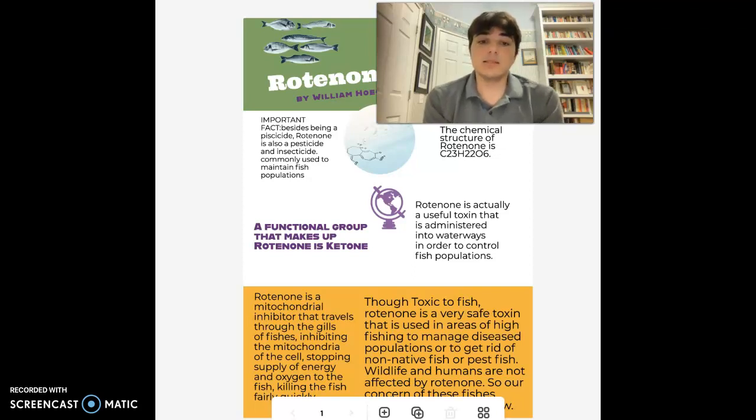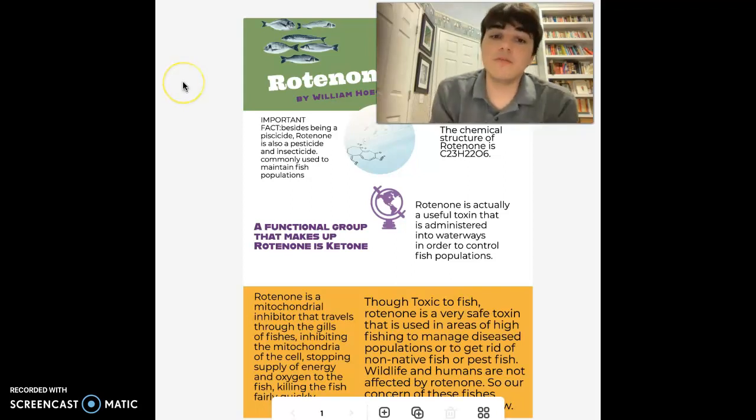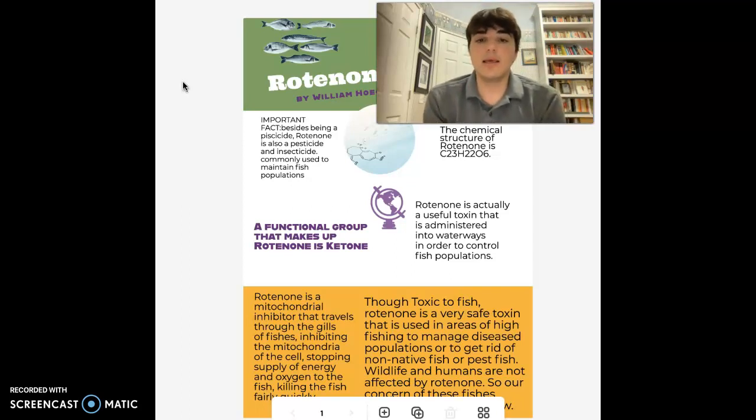And so what rotenone is, it is as I mentioned, a pesticide and insecticide, and is commonly used. It is a natural toxin found in many tropical plants and has been used especially in the U.S. for almost 100 years. And so the chemical structure of rotenone is carbon 23, hydrogen 22, and oxygen 6. The functional group that makes up rotenone is a ketone, and so it is a useful toxin that is administered to control fish populations. And so I'll go into how it operates to kill a fish and its possible impact on the environment or the safety of residents or visitors to our waters.